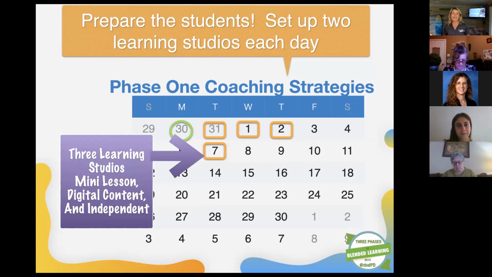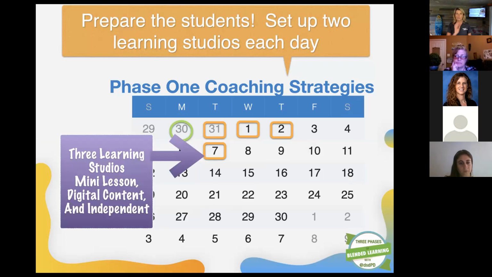And that's exactly what we're going to do. On Tuesday, we're going to take that lesson, a traditional lesson that we normally teach, and break it up into 3 parts: mini lesson, independent practice, and digital content. We're going to practice rotating from one studio to the next, okay? On the 8th, we're going to try our very first phase 1 lesson plan.